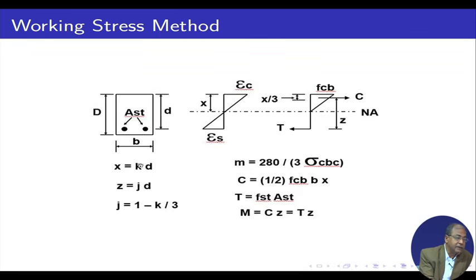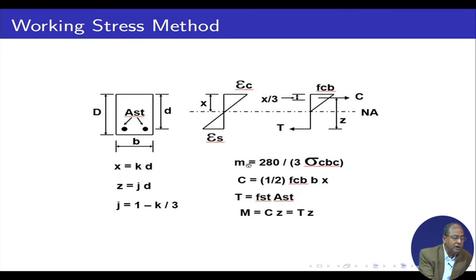We can use a parameter k. It is customary to write the parameter k here. So, x equal to k d and z equal to j d. How is this j related? j equal to 1 minus k by 3, because x by 3. So, x by 3 means this particular one here.